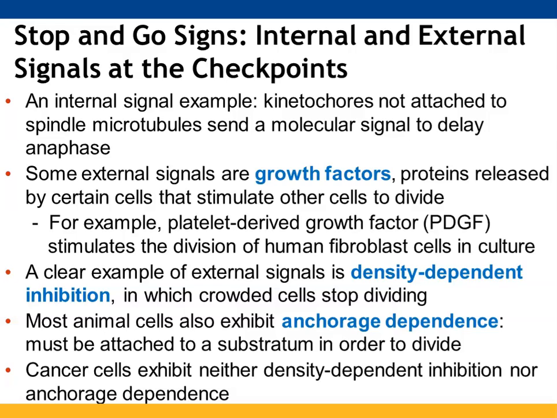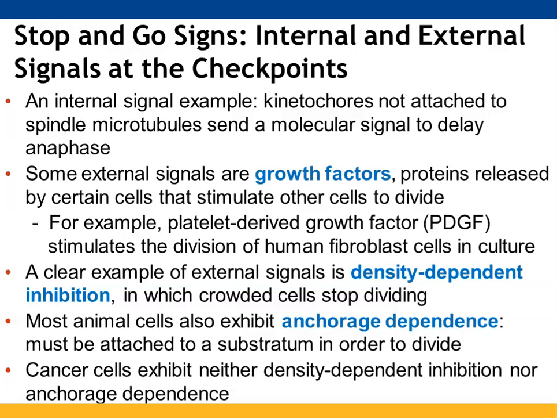So there are other signals that can play a role in determining whether a cell is able to continue with the cell cycle. We've talked about those kinetochore microtubules, how the kinetochore complexes that are on the centromeres of your chromosomes have to get attached to spindle microtubules, the kinetochore microtubules, and if they are not, that can send a signal to delay anaphase, that the cells are not ready yet to properly divide. You could have growth factors.